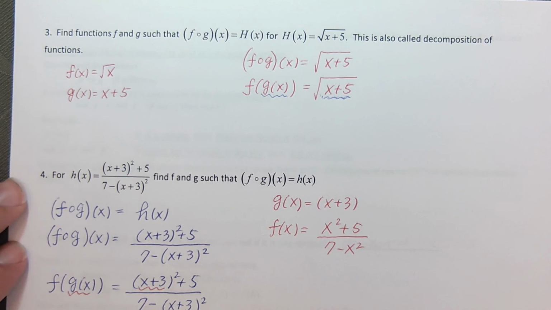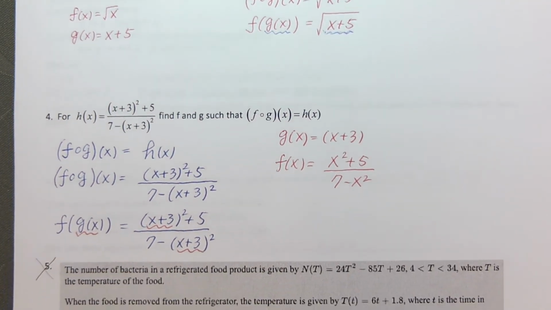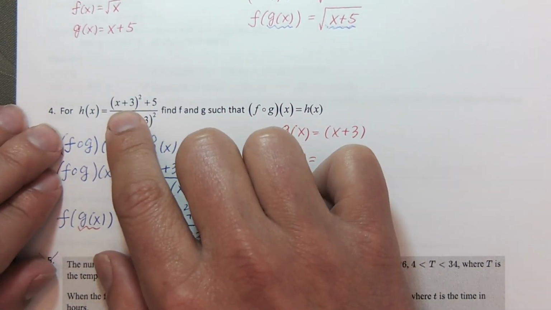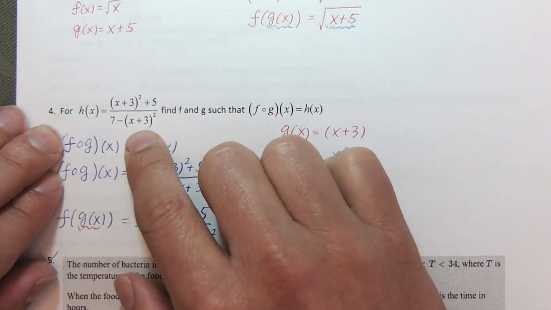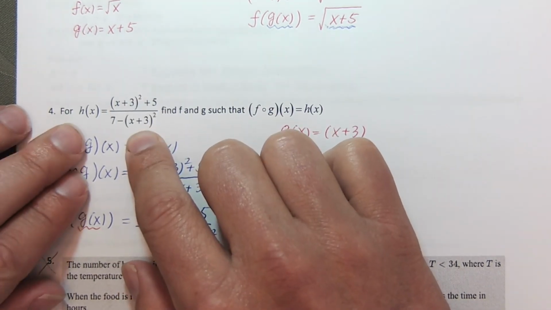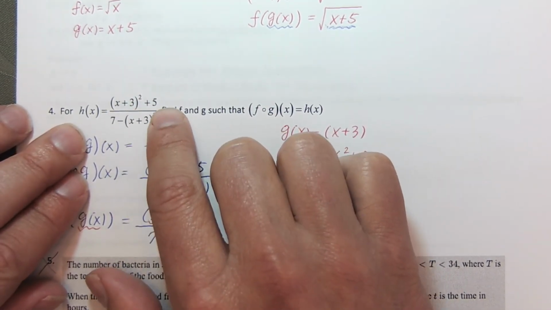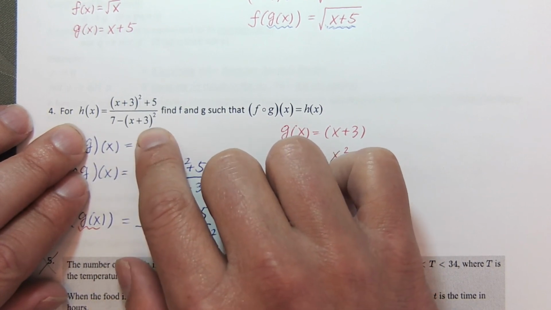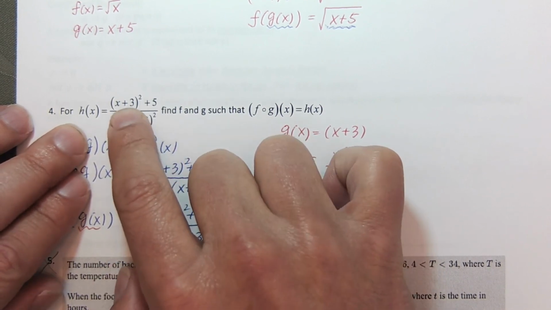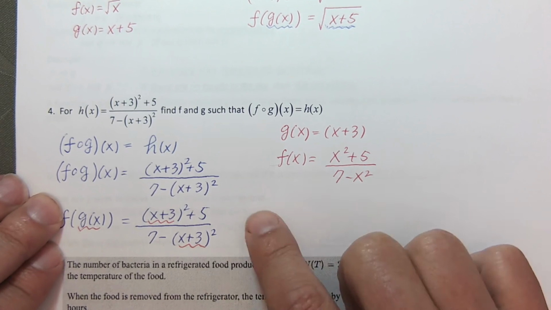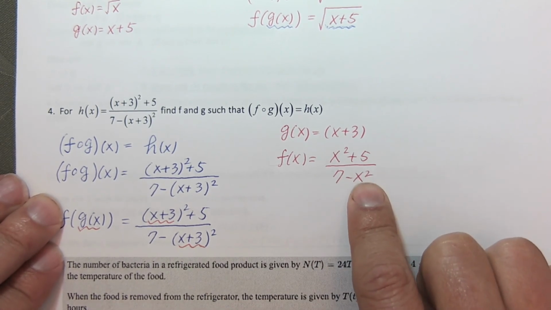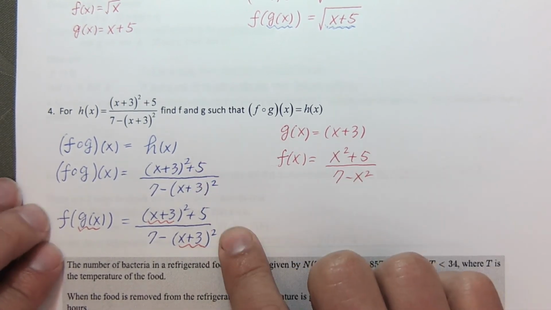Maybe a better example is number 4 here, where you can clearly see that the x plus 3 has been replaced. So I would say that f of x in this case is going to be x squared plus 5 over 7 minus x squared. And then g of x is going to be the x plus 3. And you can see that exactly works out here as you replace it into there.